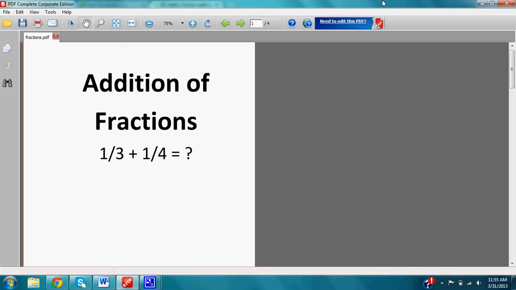The first example that we are going to complete together is 1/3 plus 1/4. The first step is to find the lowest common multiple of the two denominators in order to get a common denominator. If you do not know how to do this, please watch the tutorial on brainpop.com.